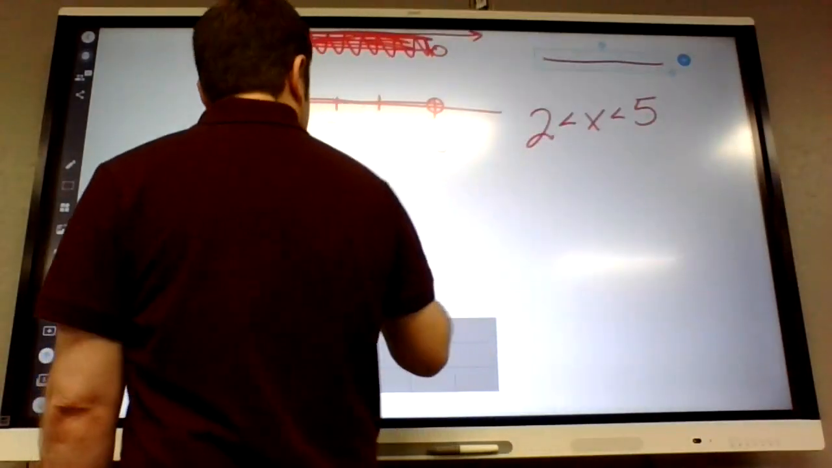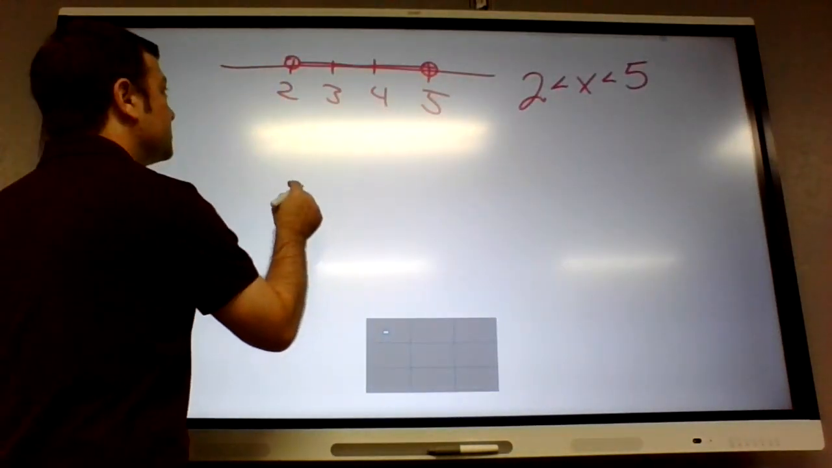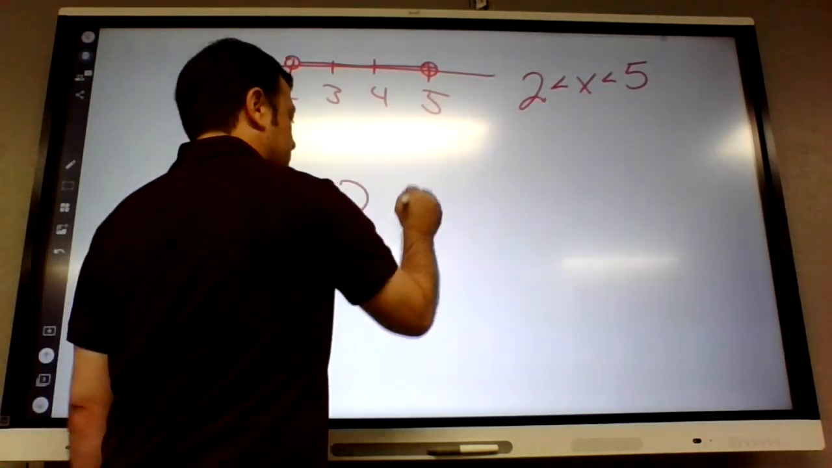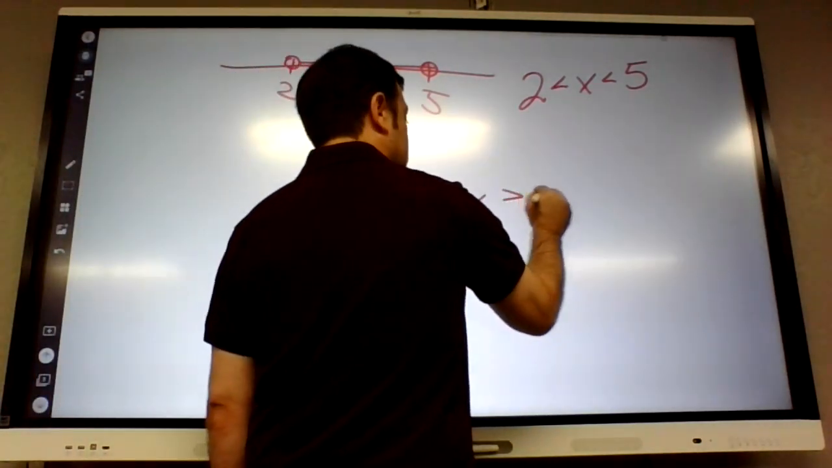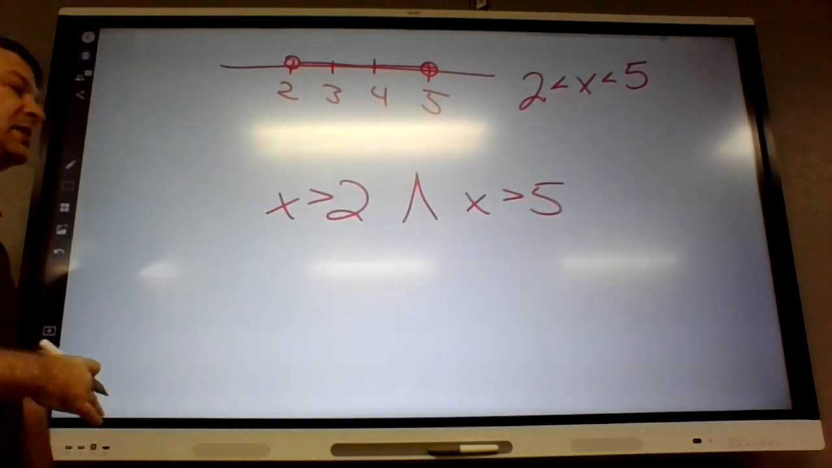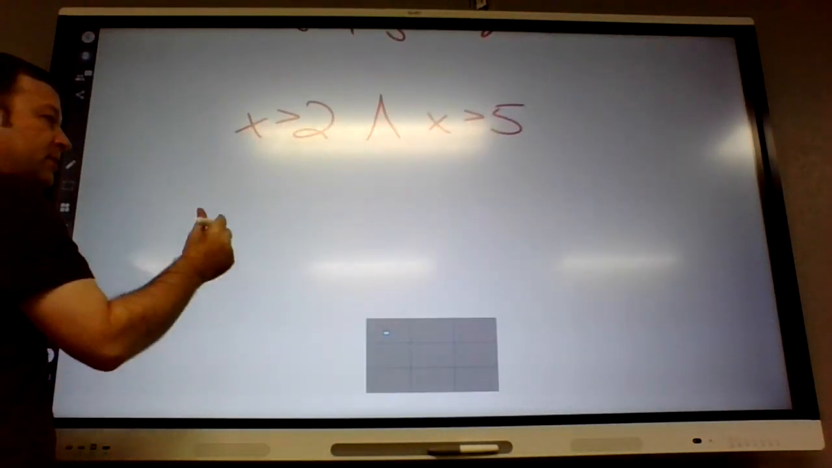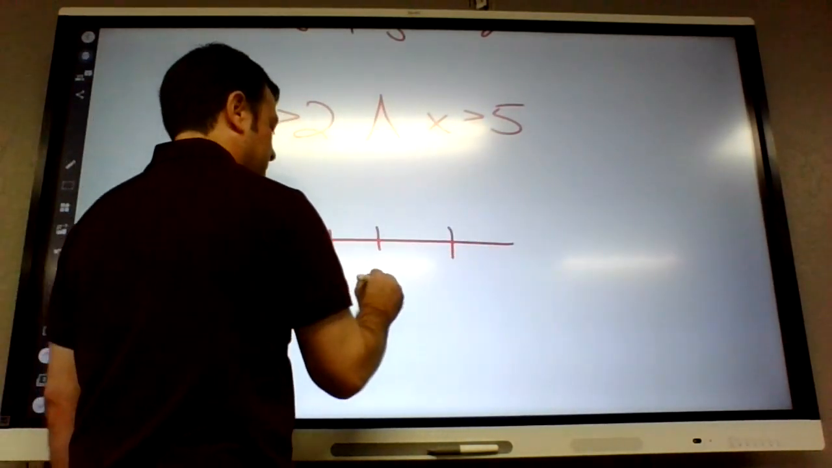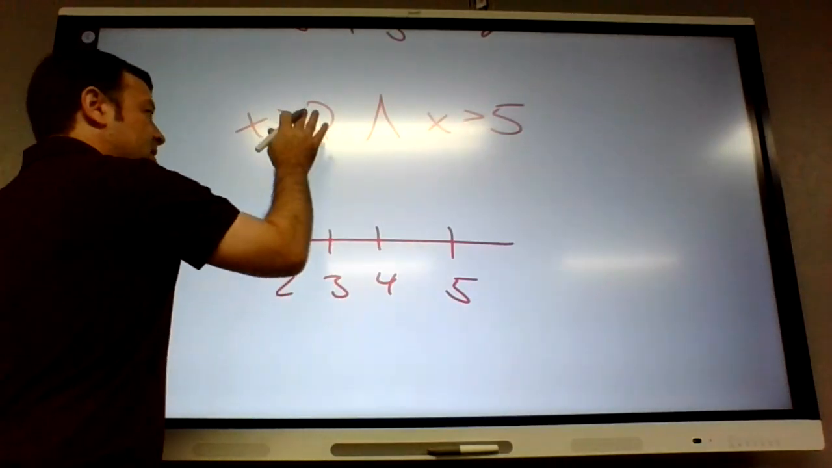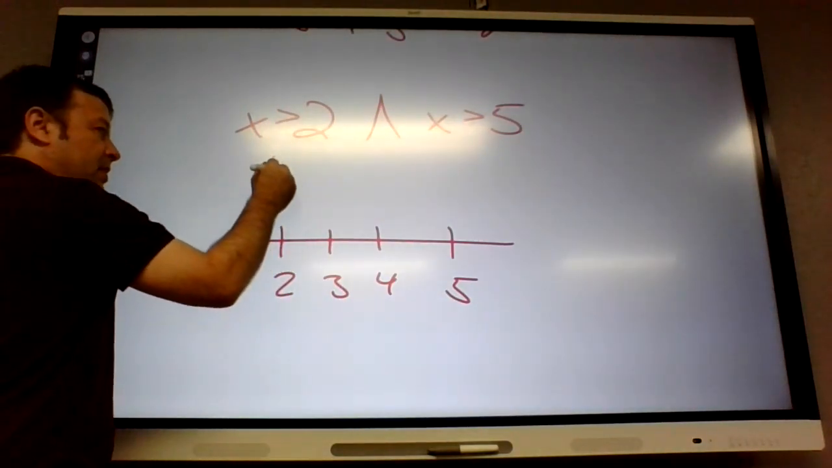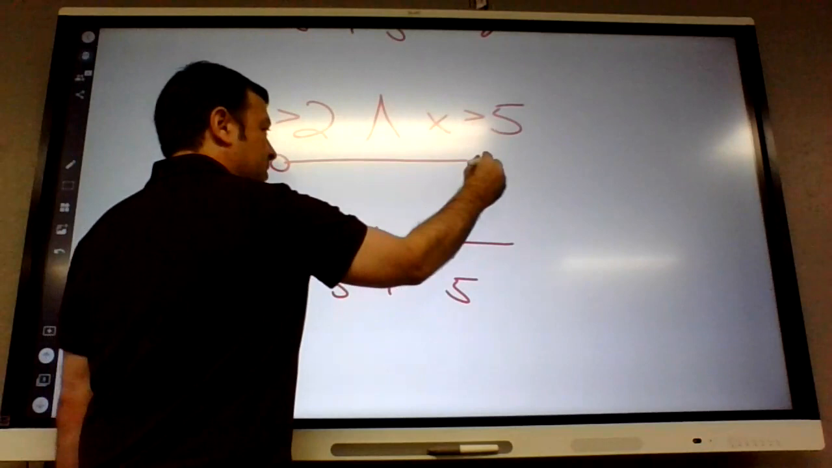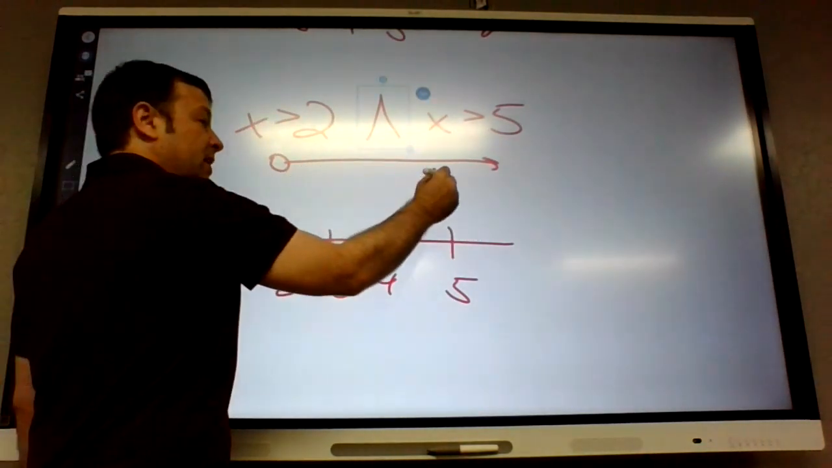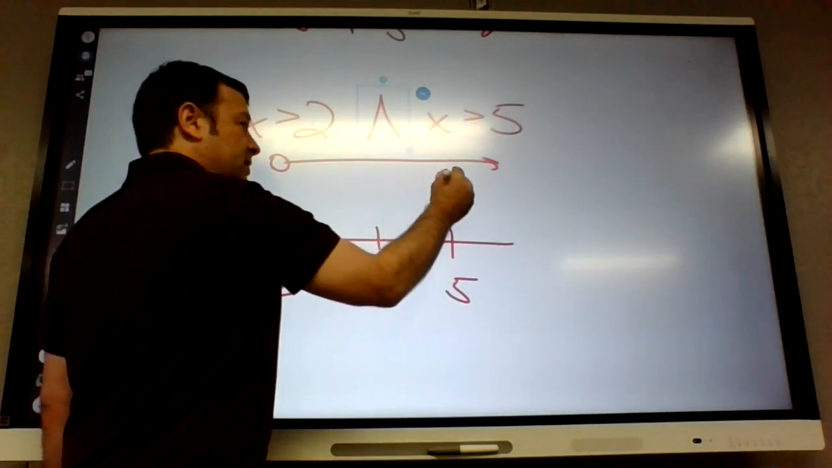Not all of these are graphs. Some of them are just solving. You'll see in a bit. Okay, case number 2. They're kind of going the same direction. x is greater than 2 and x is greater than 5. Maybe you guys can figure it out before I do it. So x is greater than 2 would be all these numbers. This means and right here. And x is greater than 5 looks like that.